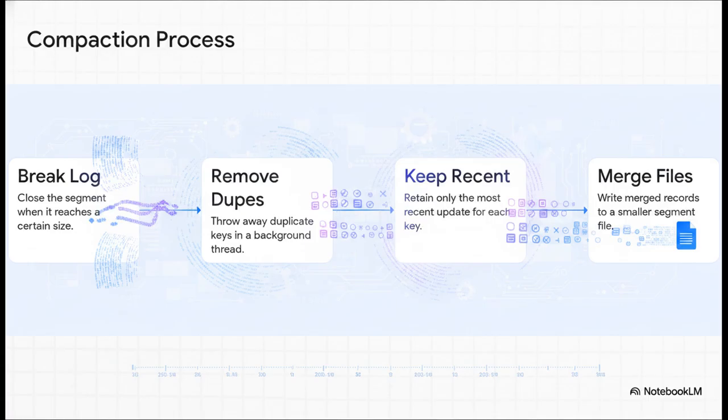To escape this, the database uses a brilliant trick called compaction. First, instead of writing to one giant, infinite file, it breaks the log down into smaller segment files. When a segment hits a certain size, it closes it up and starts a fresh one.